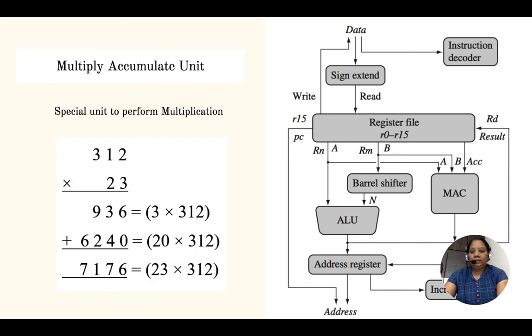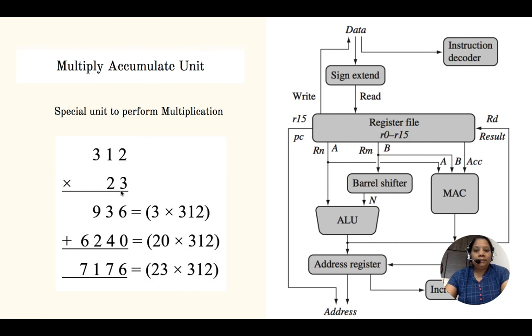Now the next important feature of the ARM7 architecture is the MAC, which is nothing but the multiply accumulate unit. This is a special unit to perform multiplication, and let me explain why it is called the multiply accumulate unit. Let us take an example of how we do multiplication with paper and pen. Let us multiply 312 by 23.